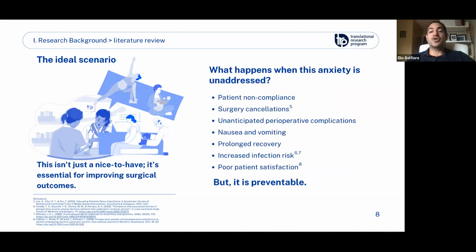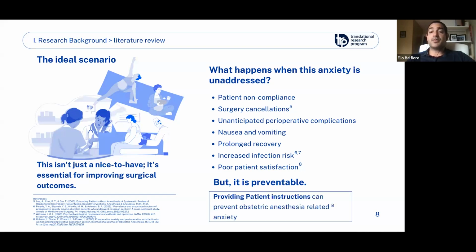But what happens when we don't address this anxiety? It can lead to numerous negative outcomes, including patient non-compliance, surgery cancellations, unanticipated perioperative complications, prolonged recovery times, and increased infection risks. The good news is that this anxiety is preventable. But how? By simply providing valuable information to the patient.